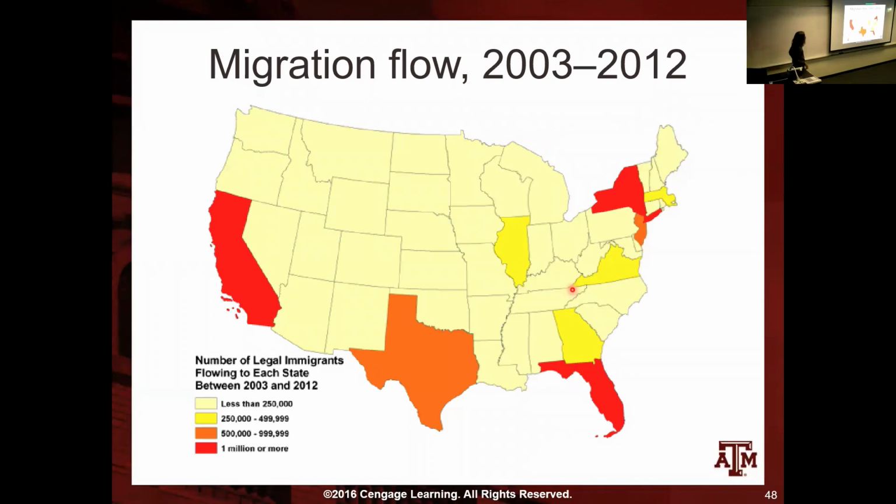This is also information about migration flow. Number of legal immigrants flowing to each state between 2003 and 2012. And in this case, it's not in percent, as I showed before, but in absolute terms. One million or more in California, New York State, and also in Florida. And most of the states in the country received less than 250,000 documented immigrants between 2003 and 2012.